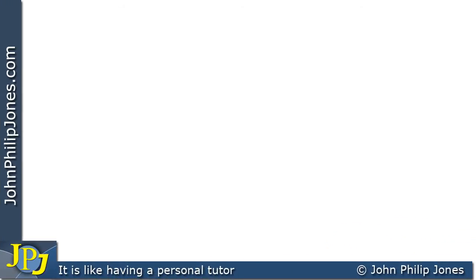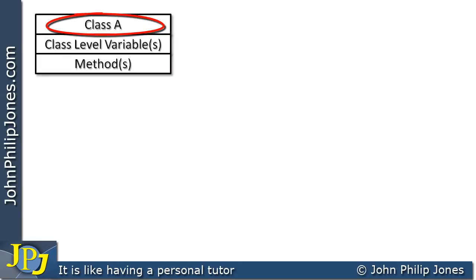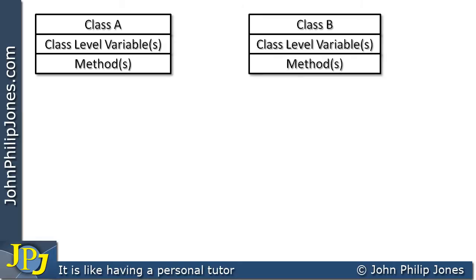As a programmer, let's say we've devised two classes. We've coded up two classes. The first class is called Class A, and we've defined various class level variables, and also we've written methods. We've also devised another class which we're calling Class B, and it too has class level variables and methods. If we now were to use objects of these classes in some kind of program, let's see what would entail.